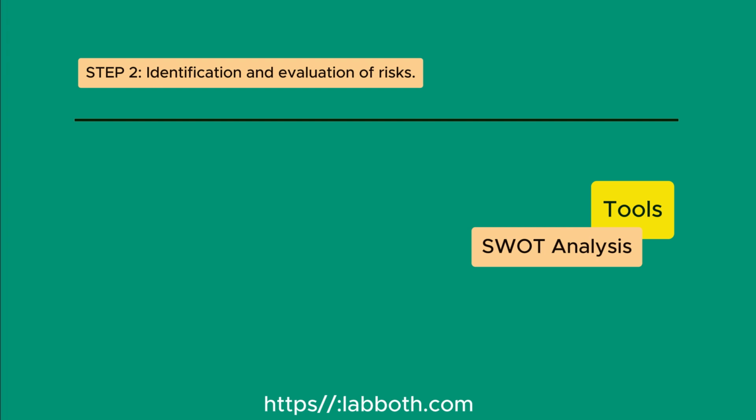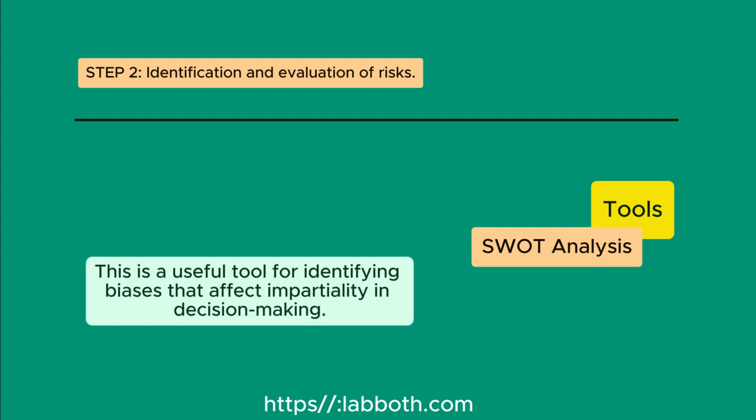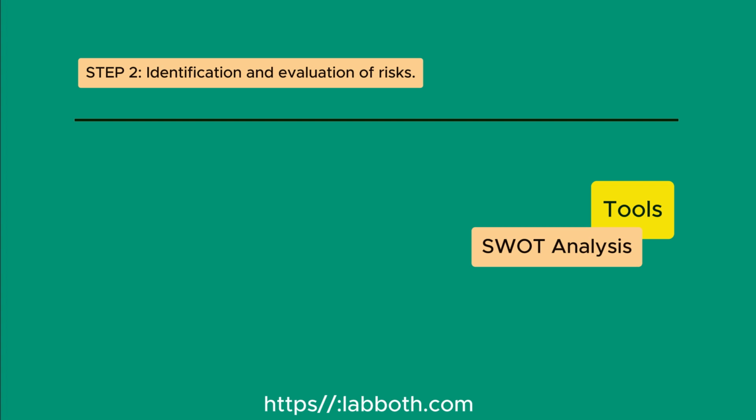It is possible to find these risks by implementing one or several of the following tools. SWOT analysis. This is a useful tool for identifying biases that affect impartiality in decision-making. It analyzes the strengths, opportunities, weaknesses, and threats faced by an organization or individual to make fair decisions.